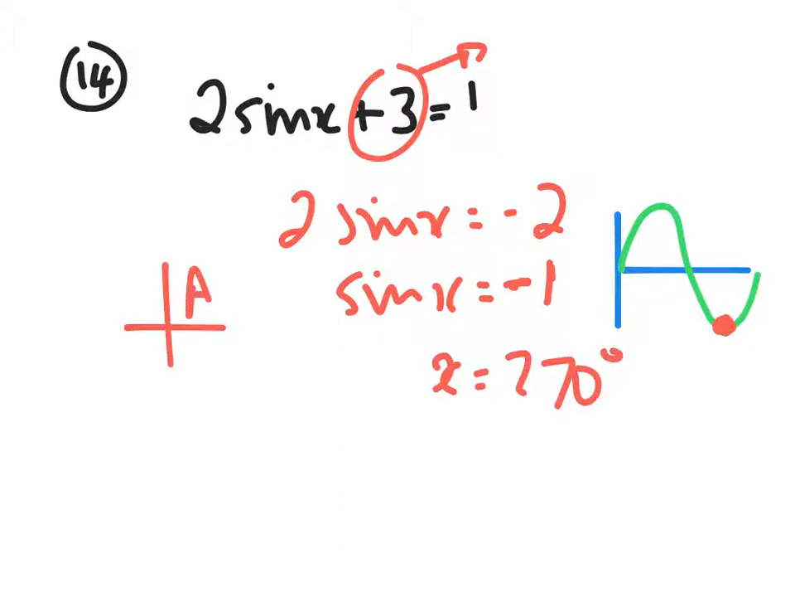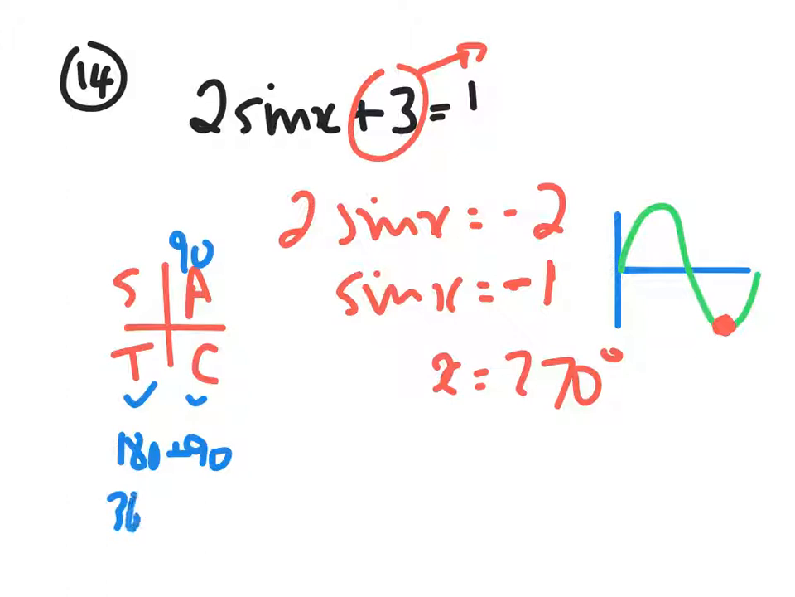Your old sine tan cos diagram, you can use that as well. Sine's negative here and here. Work out the angle: the related acute angle is 90, and then 180 add 90, or 360 minus 90, both give the same answer of 270.